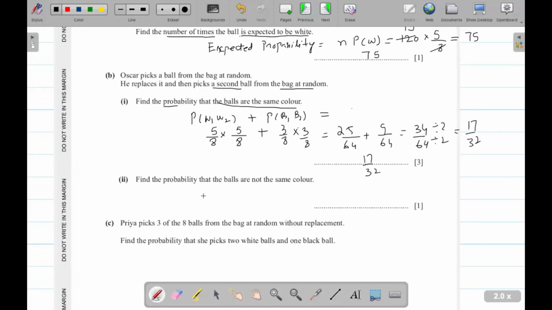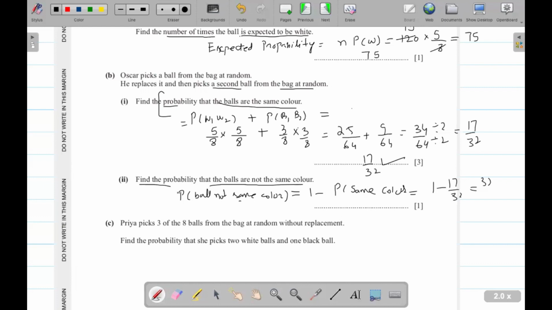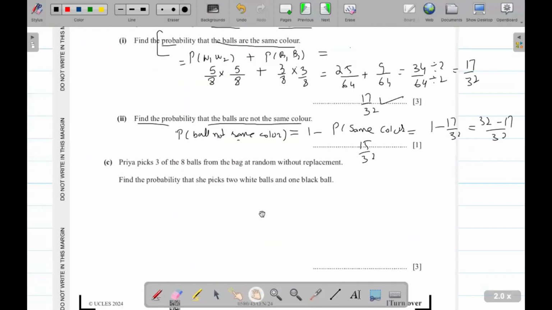And the next question is to find the probability that the balls are not the same color. The probability of the balls not being the same color will be equal to 1 minus the probability of the balls being the same color. The probability of the same color is 17 over 32, so we write 1 minus 17 over 32. This will be equal to 32 minus 17 over 32, and this will be 15 over 32. And this is the answer for the balls not being the same color.